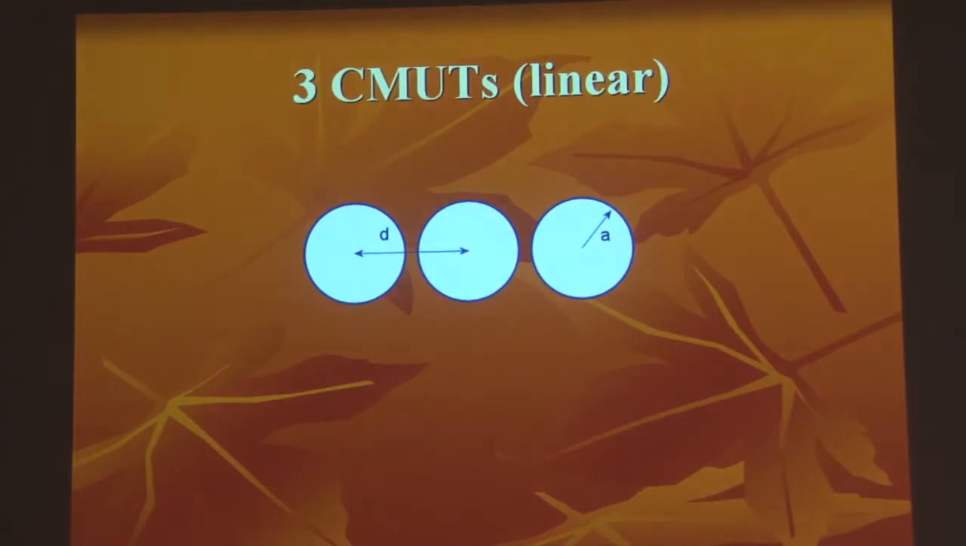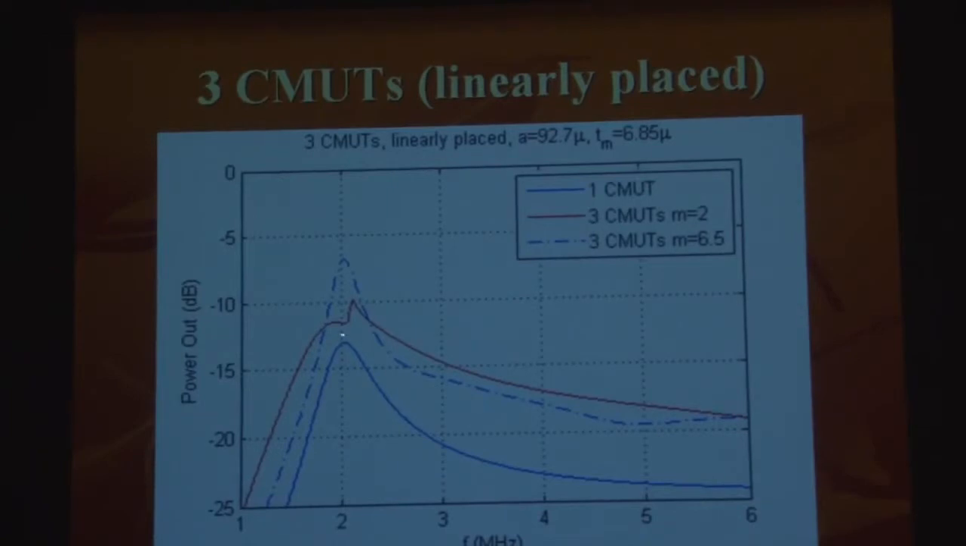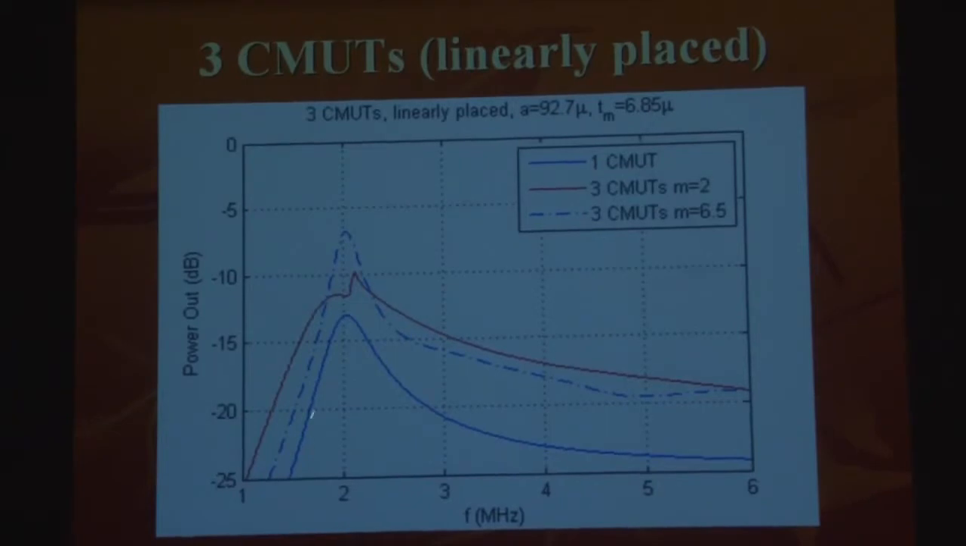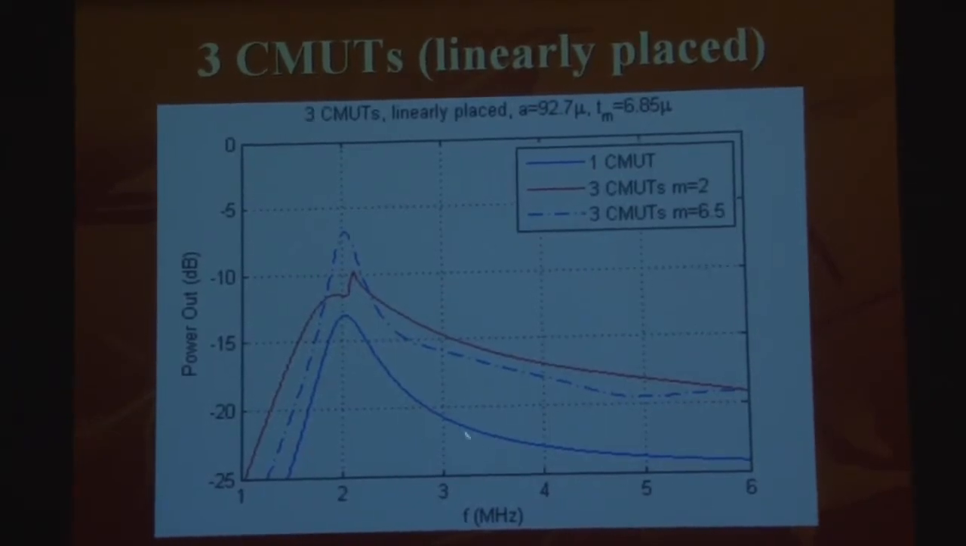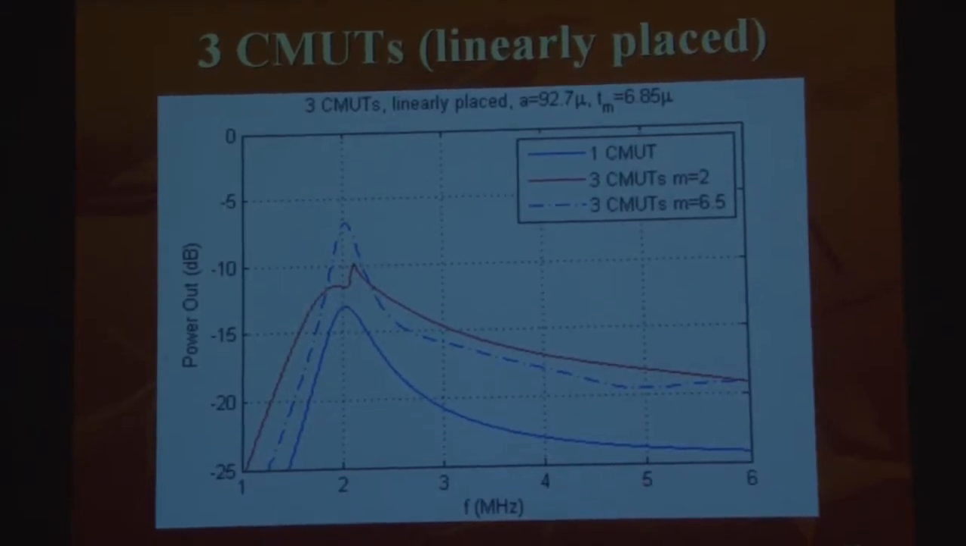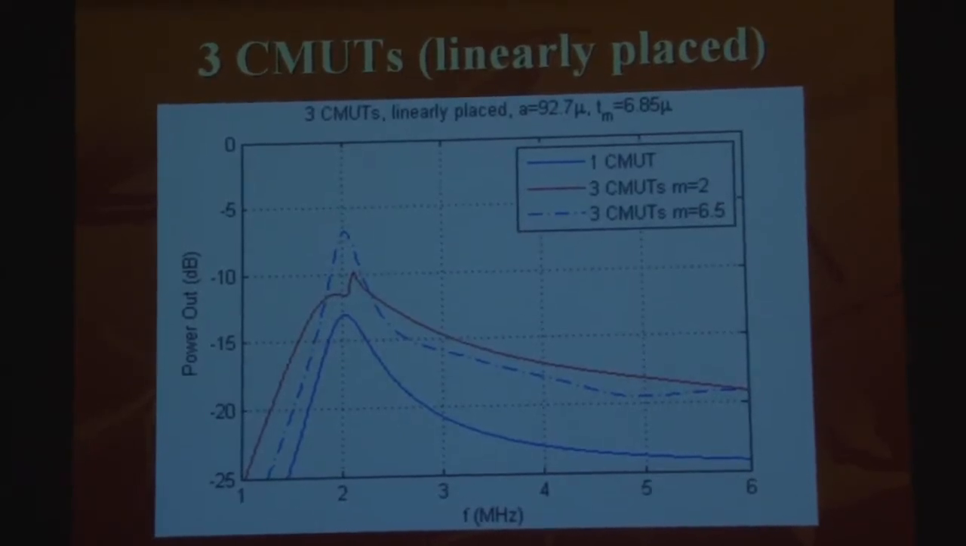To understand what these things are, let's start with just 3 CMOTs, linearly placed, equal size CMOTs, 3 of them. If you plot the power output from these 3 CMOTs, this blue curve is just a single CMOT. You see it's like that. And when you put 3 CMOTs, and this M is a factor defining the separation, M equals 2 means they are just touching each other. If M equals 2, there is something there. If you separate them farther apart, this thing disappears.